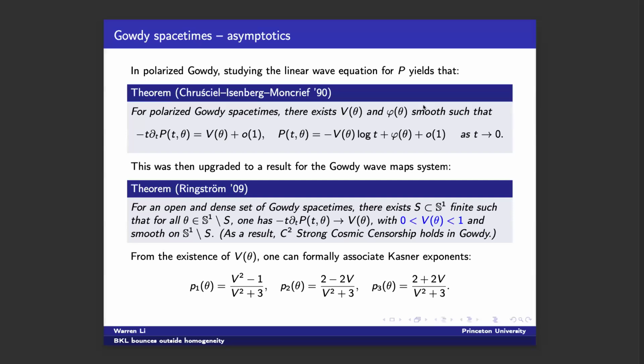It turns out that if we know that this v(theta) exists, we can do some change of variables and formally associate these. So we can relate it.